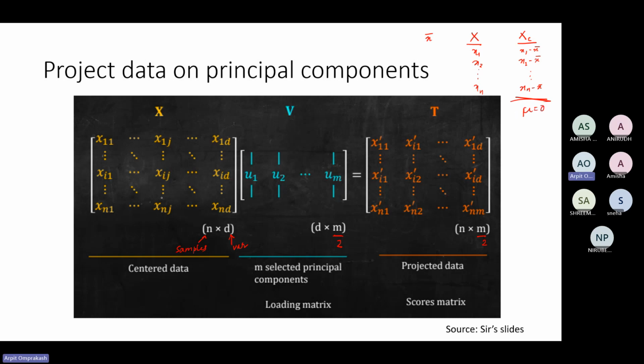So X is our input matrix, which is centered data that we have from our experiment. V is the m selected principal components, which is also known as the loading matrix. And T is our projected data in however many dimensions we want, in m dimensions. This is called the scores matrix when we carry out a PCA.